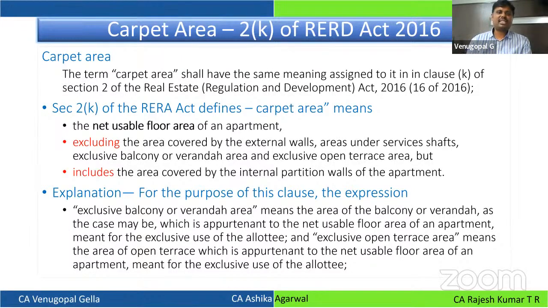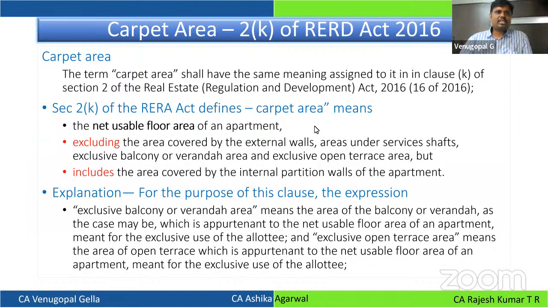Now the carpet area, as I have said, excludes the area covered by the external walls, which means the area inside the four boundaries is the carpet area. The point for us under discussion here is how much is residential and how much is commercial. That is what we would like to bifurcate.